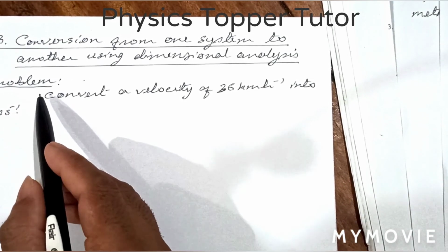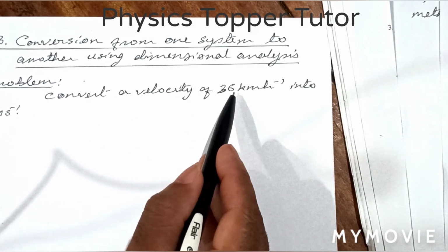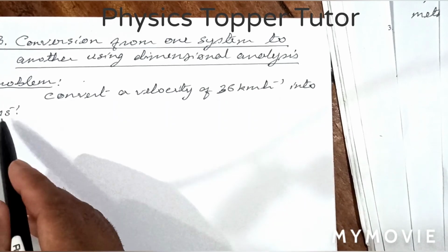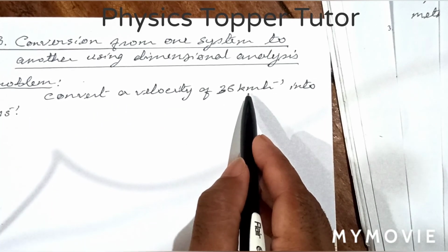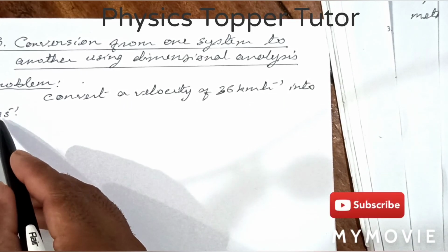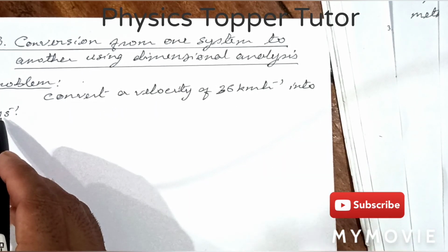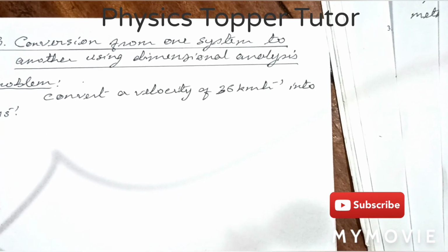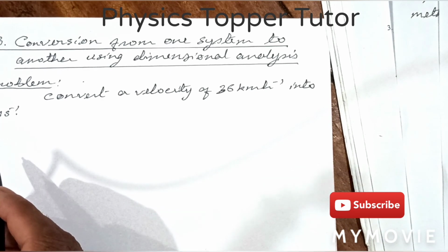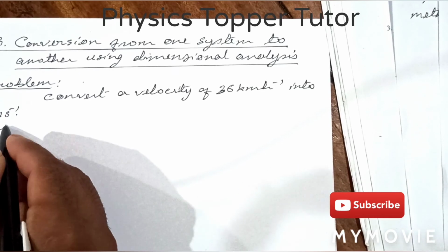So here we have a problem. Now we are going to convert a velocity of 36 kilometer per hour into meter per second. So this value is in kilometer per hour, a bigger unit, into the SI unit or smaller unit, meter per second. So we have to express it in meter per second. So how to do it with the help of dimensional analysis? Let me show you first the common way, which in real life we use every day to convert, then I shall show you how to do it in dimensional analysis.